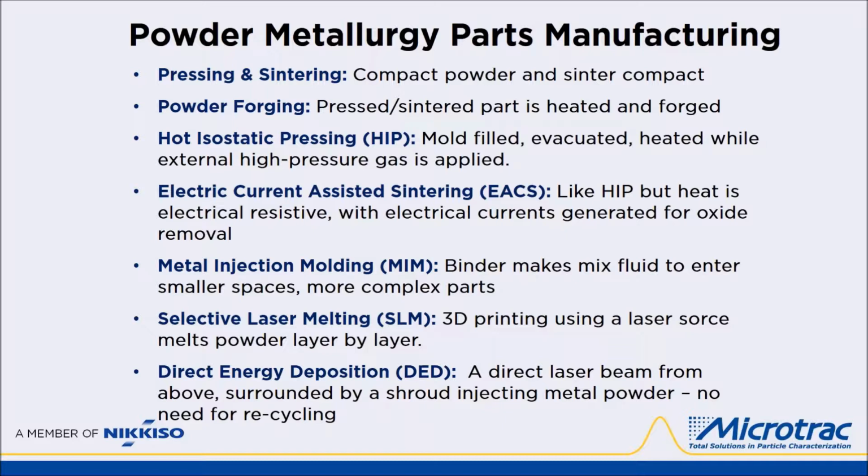In powder forging, a pressed and sintered part is heated to a high temperature and then hot forged. In hot isostatic pressing, HIP, the powder fills a mold, which is evacuated and heated to high temperatures while it's subjected to external gas pressure up to about 15,000 psi. Electric current assisted sintering is similar to HIP, except the heat is electrical, localized, and massive resistive heat. It can activate other mechanisms like surface oxide removal.